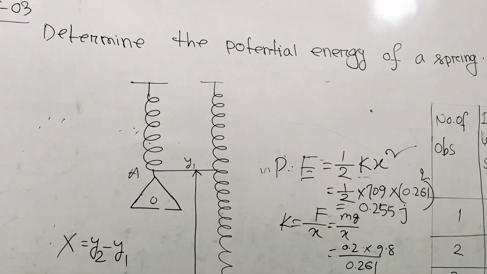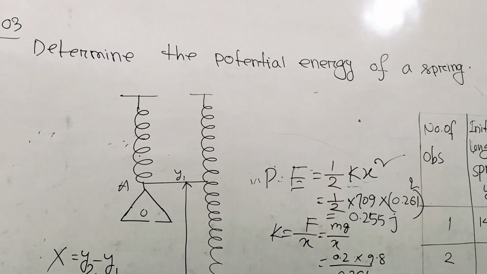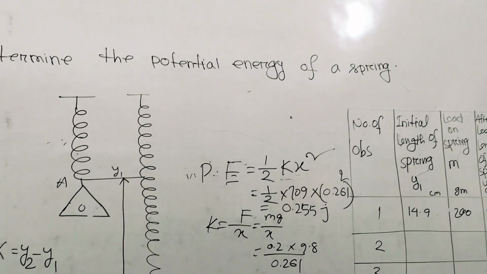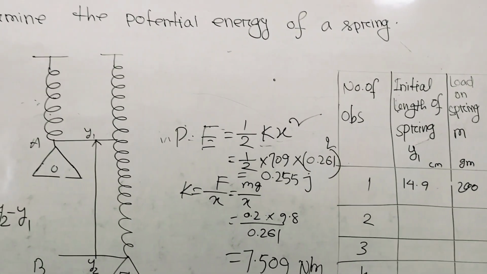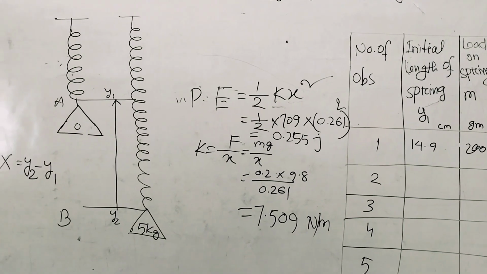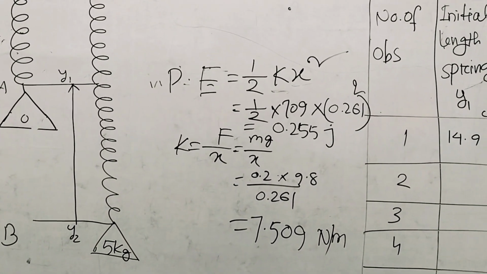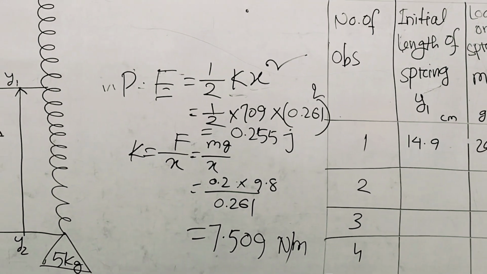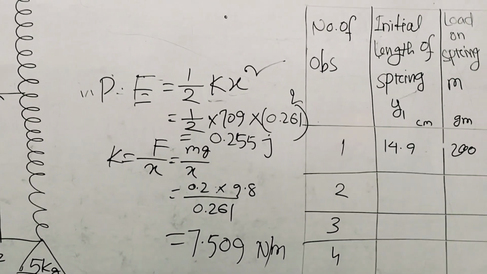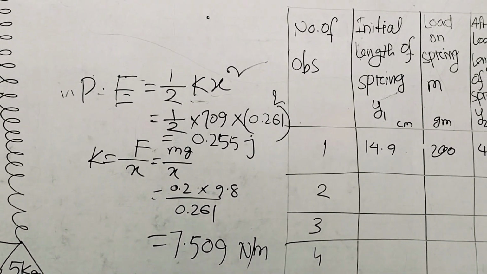Again, we are determining the potential energy of a spring. Here we know that potential energy equals half kx squared. K is the spring constant. We can find the value of k equals f by x. We know f equals mg, so mg by x. M is the mass and g is the gravitational acceleration.